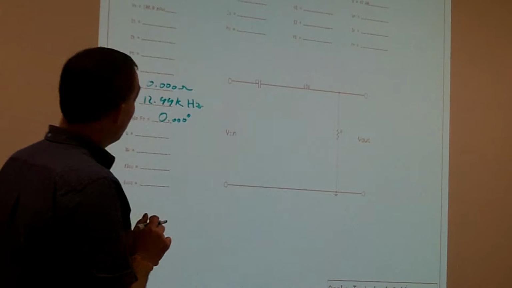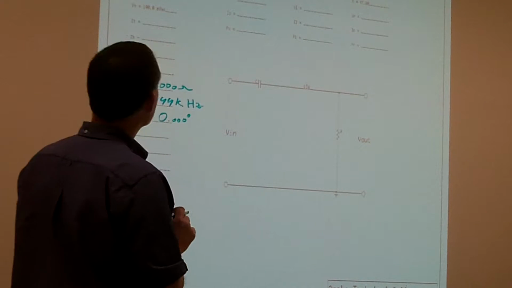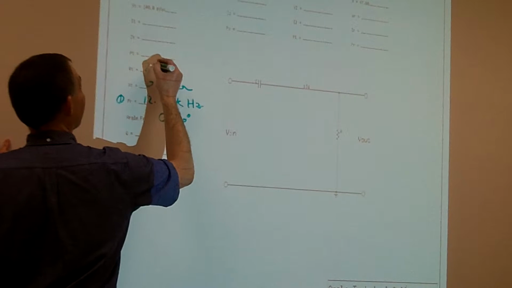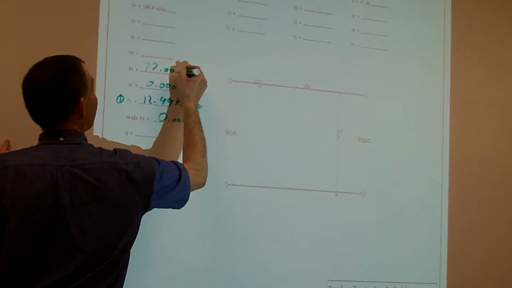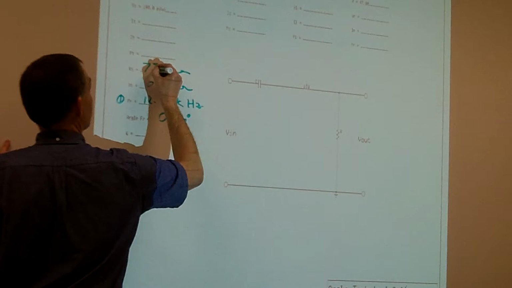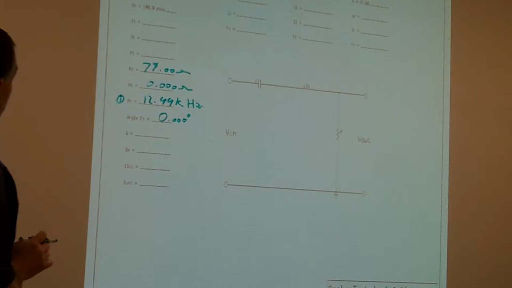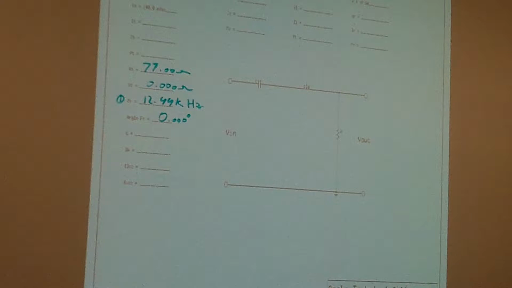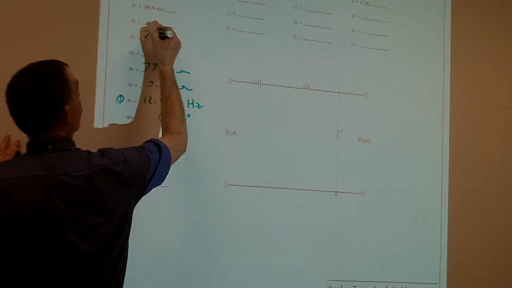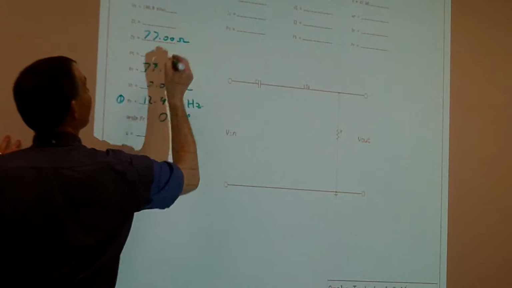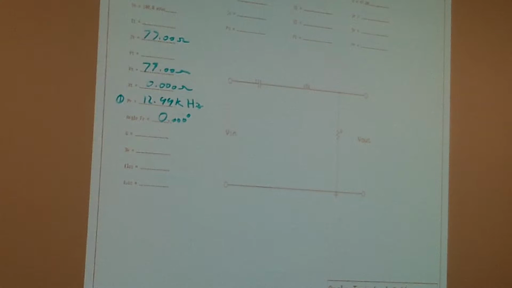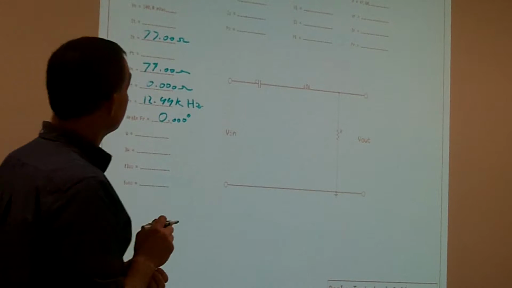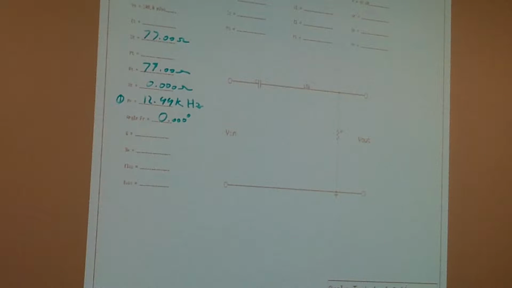So R is going to equal what? 77 ohms. Then once we know R, we're going to know ZT, and ZT is going to equal what? Yep, 77 ohms. I think we've got all our impedances and all our resistance taken care of. So that would be my next step.